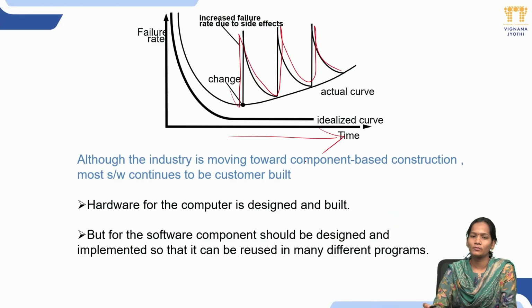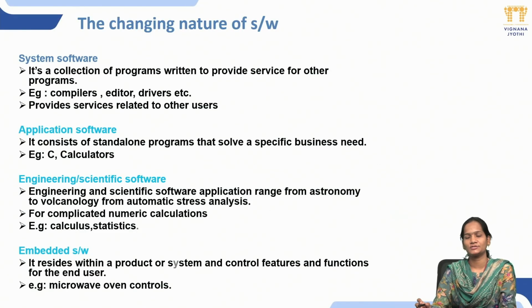See, hardware for the computer is designed and built, but the software component should be designed and implemented, because we need to use coding and testing steps. That is the reason we implement the code according to the requirements given by the customer, and we need to test that code. If any bugs occur, we send that code back to the developer. So this is a continuous process until we get the perfect software to deliver to the customer. This is the changing nature of software.